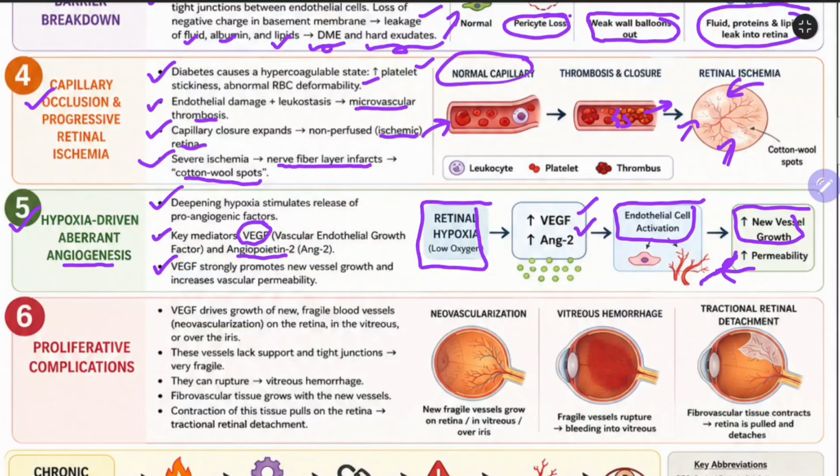Although it seems like, because the retina is not receiving oxygen properly, these collaterals are developing to provide oxygen to the retina, but these new vessels are leaky, they are fragile. Instead, they will cause hemorrhages inside the retina, hemorrhages in the vitreous humor. All these things will increase the damage in the eye. So that's why this neovascularization is not good for the eye. So proliferative complications will occur.